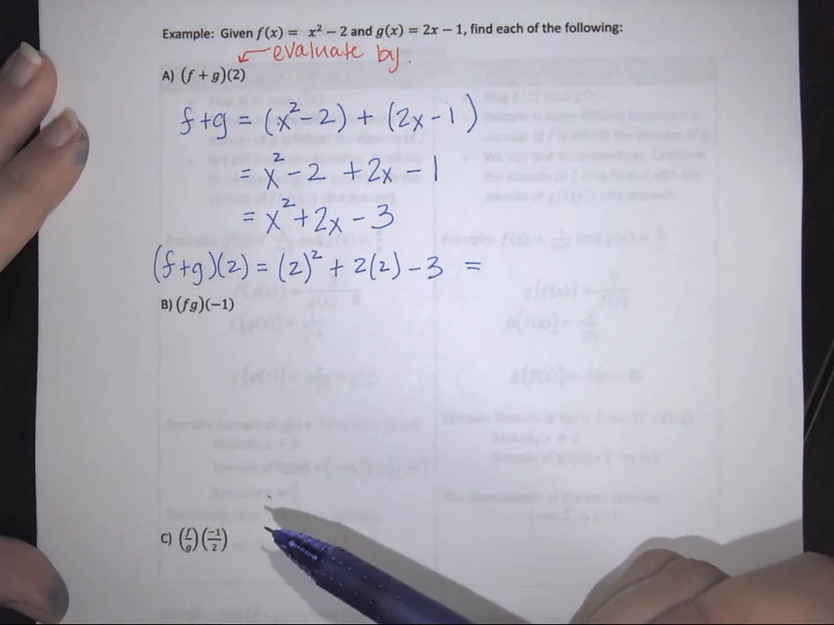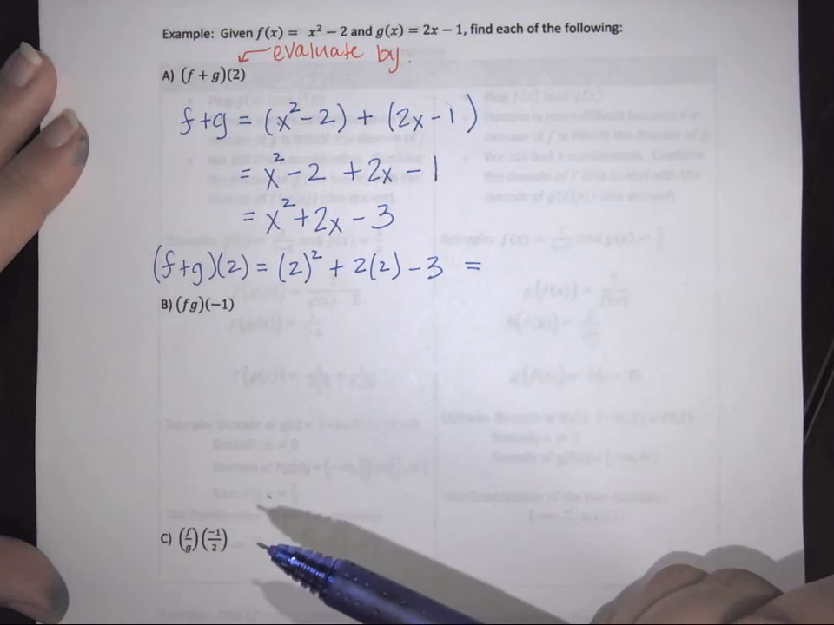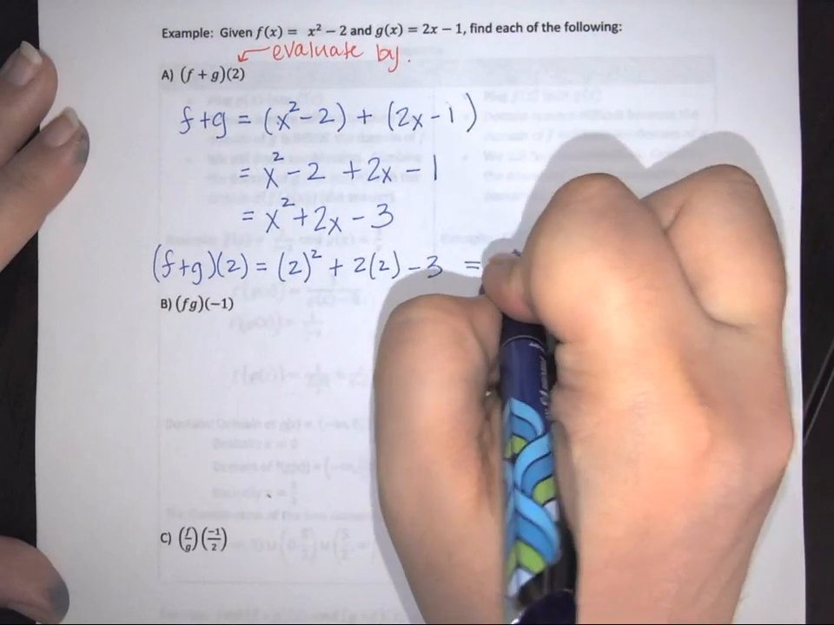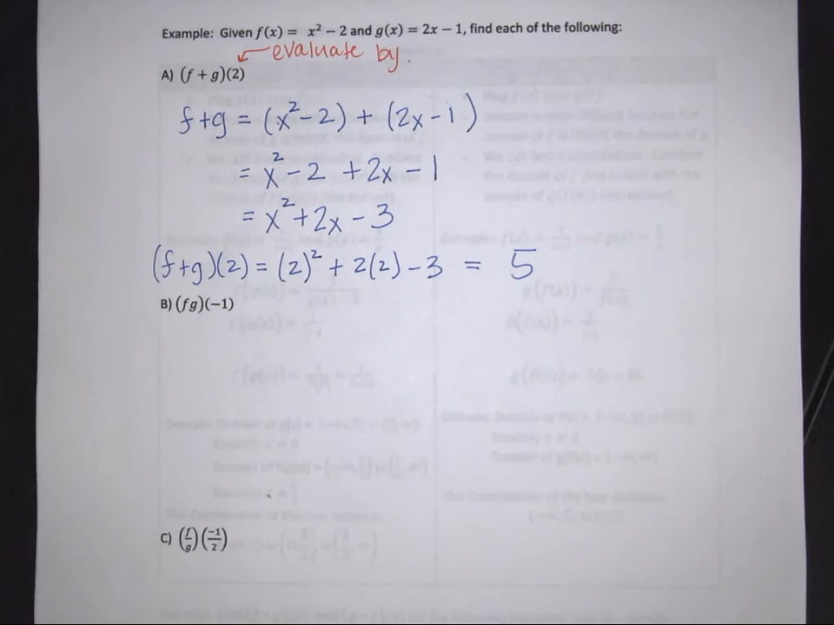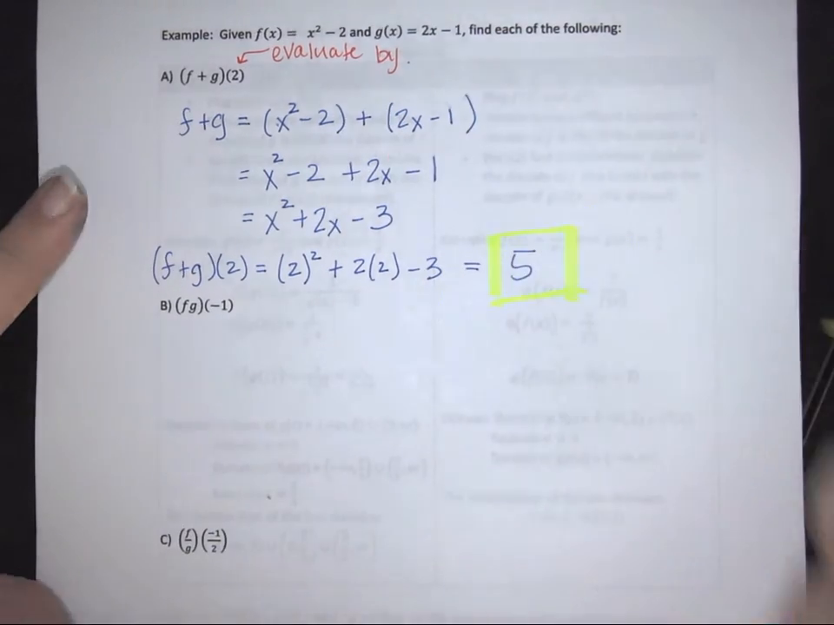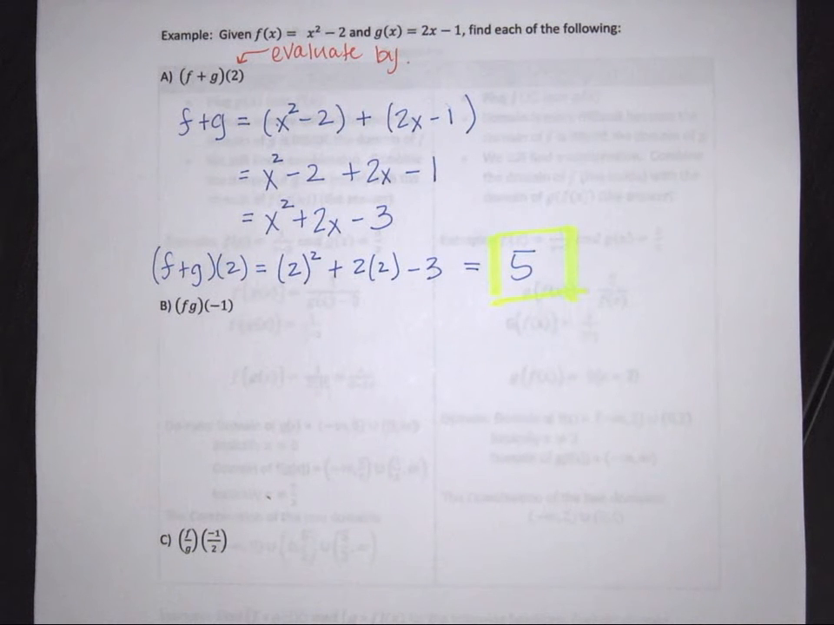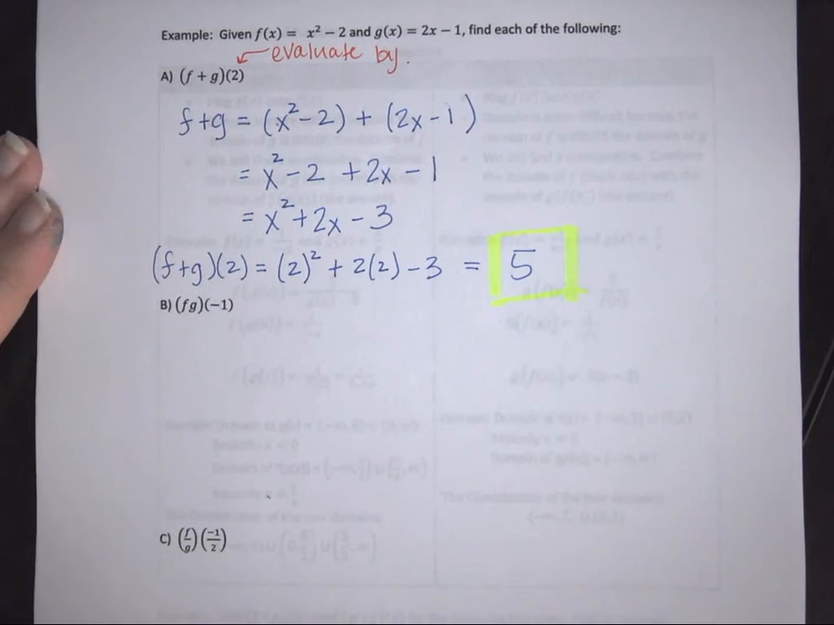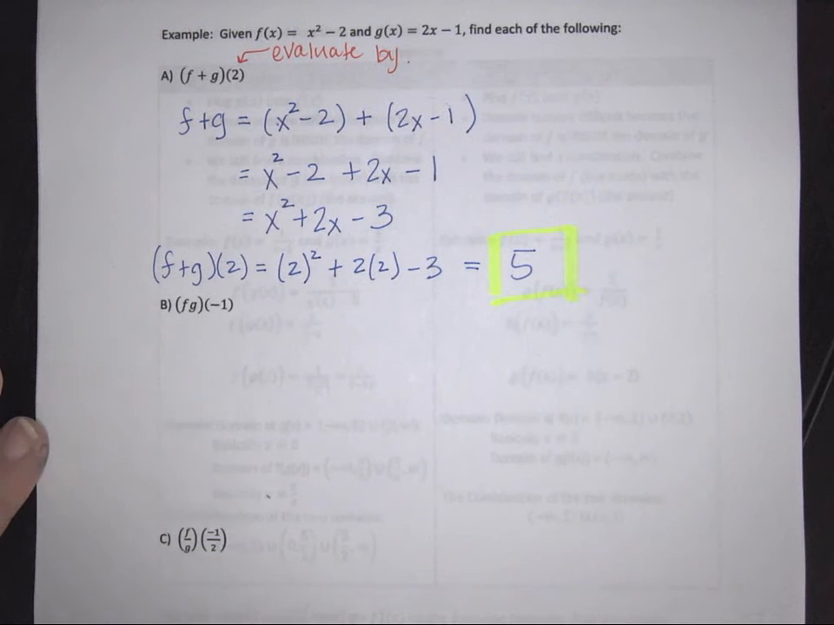Well, 2 squared is 4. 2 times 2 is 4. So 4 plus 4 is 8. Minus 3 gives you 5. And 5 is going to be the answer we were looking for. Okay? So that is evaluating. Now, notice there's no point in f plus g where I'm going to have an issue, which is why I did not have to look at my domains.